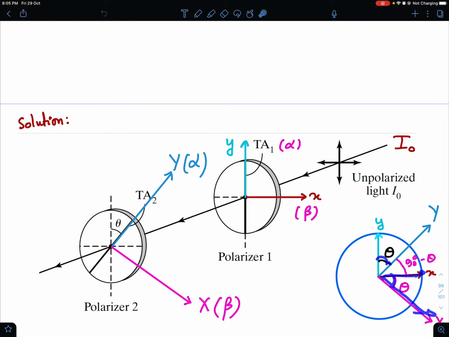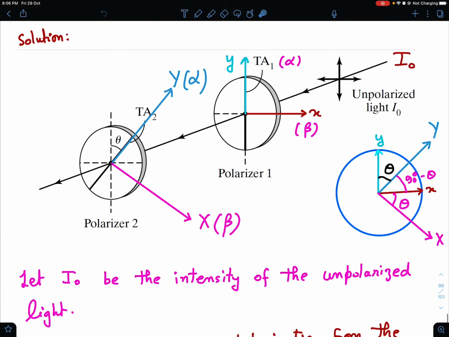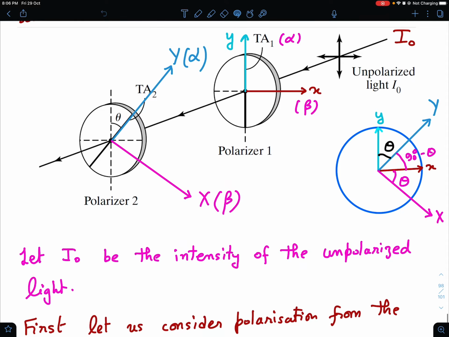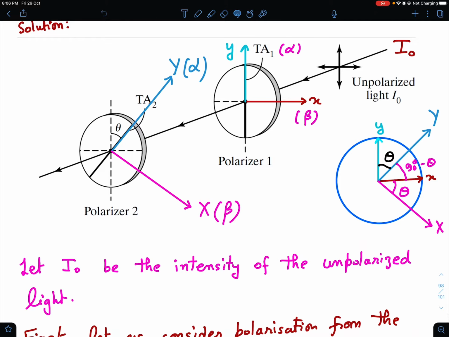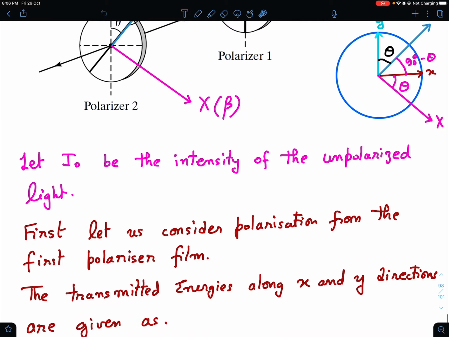And similarly the angle between capital X and small x is again going to be theta. Why? This is theta, so this is 90 minus theta, and this is again theta. So we can use this diagram for our convenience. Okay, so we'll see how to use this. Now let I naught be the intensity of the unpolarized light. So here we have unpolarized light coming here, and let us say this intensity is I naught.